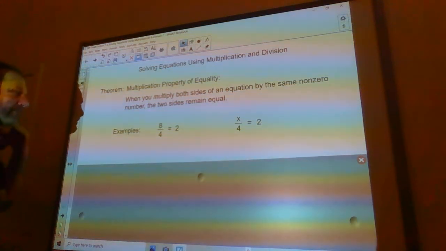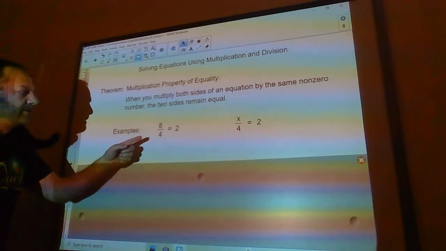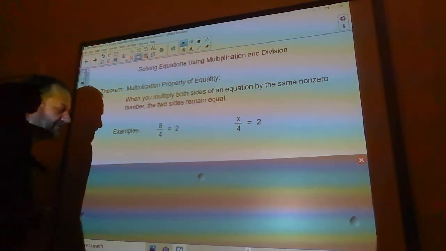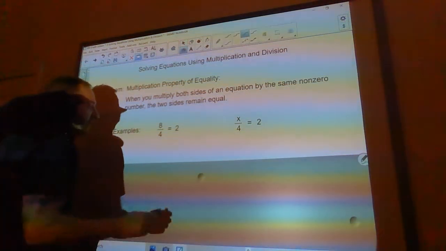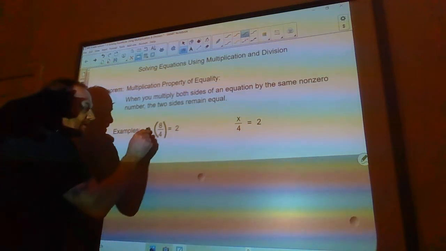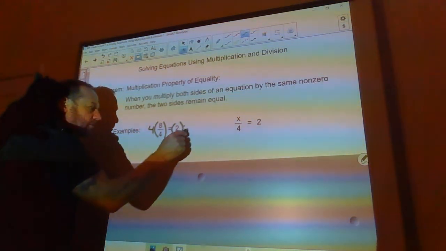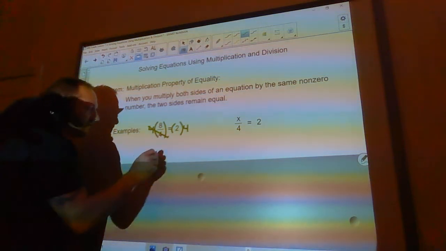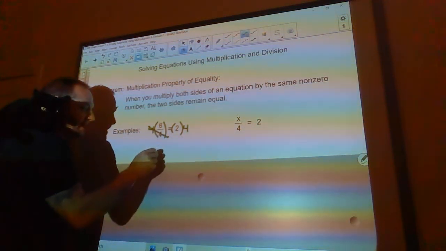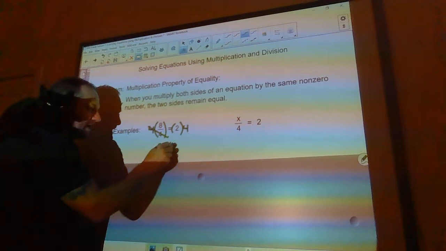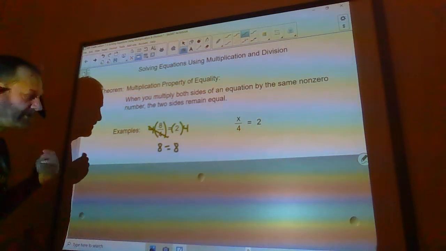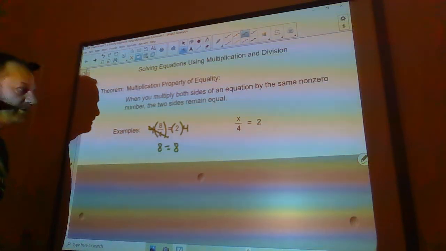Okay, so examples. If I had 8 divided by 4, that equals 2. We know that. So if I multiplied both sides of this equation by 4, that would cancel out, because 8 divided by 4 times 4 is just going to be 8, and then 2 times 4 is 8. So we show that it works. Both sides remain equal.